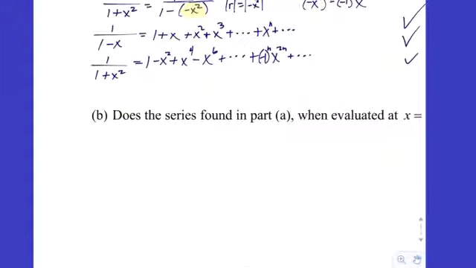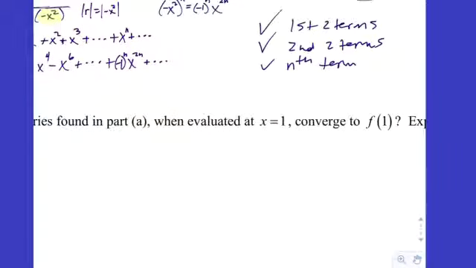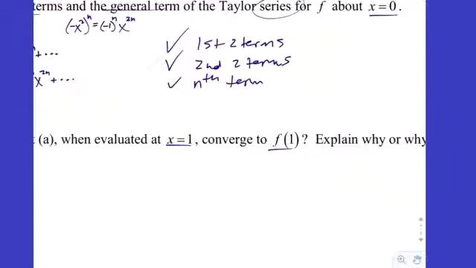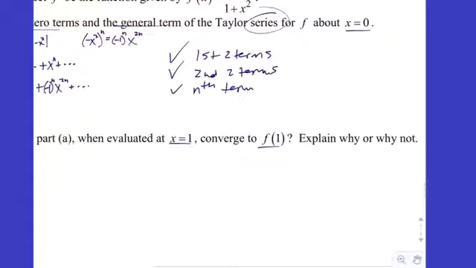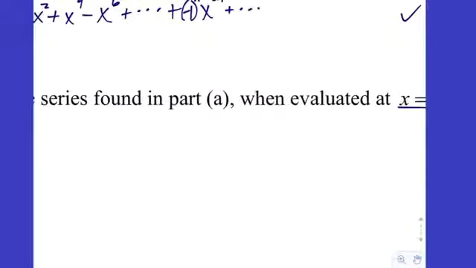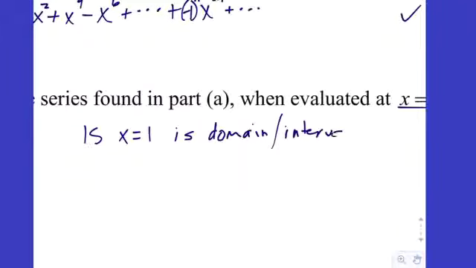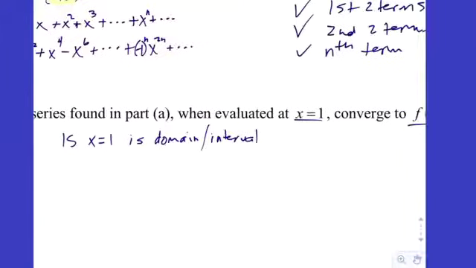Part B. Does the series found in Part A, when evaluated at 1, converge to f of 1? Explain why or why not. So what we're really asking is, is x equals 1 in the domain, the interval of convergence? You don't have to write this down. I'm just writing it down for instructional purposes. Is x equals 1 in the domain or the interval of convergence of the series?